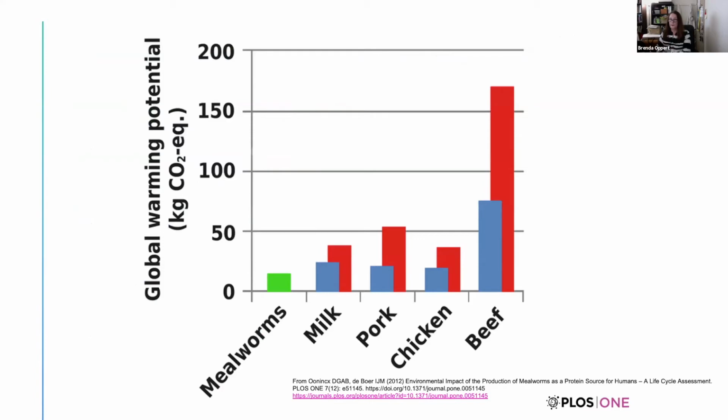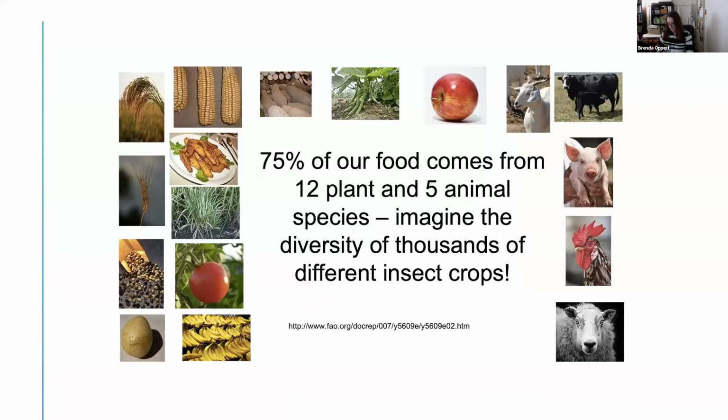In addition, another benefit is that insects have a lower impact on the environment. In this study from PLOS One, mealworms were determined to have lower impacts on the environment, with lower emissions of CO2. And since insects can be reared vertically in contained environments, the amount of environmental impact can be reduced even further. You may not have thought about this, but 3/4 of our food comes from just 12 plant and 5 animal species. The lack of diversity in agriculture could greatly benefit by incorporating insects as food crops.